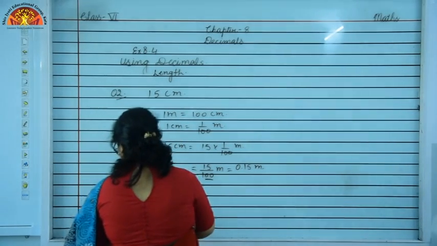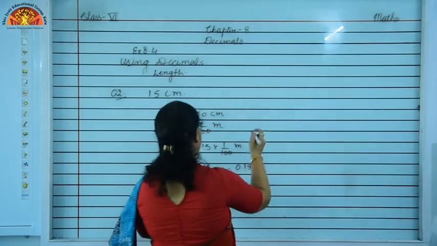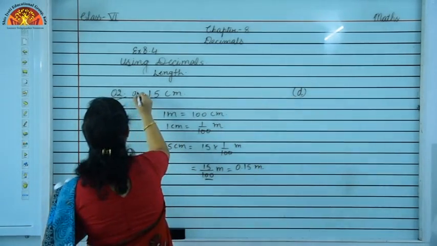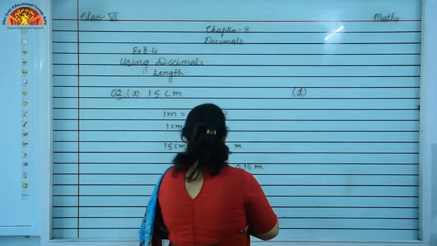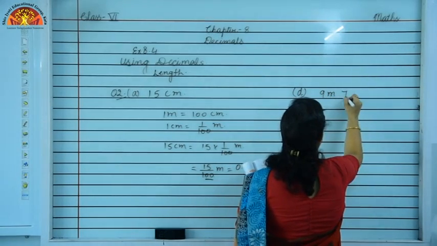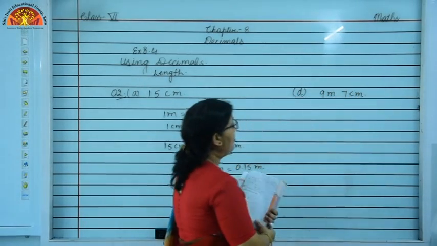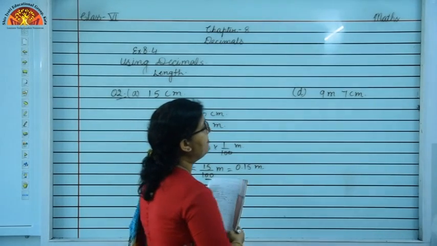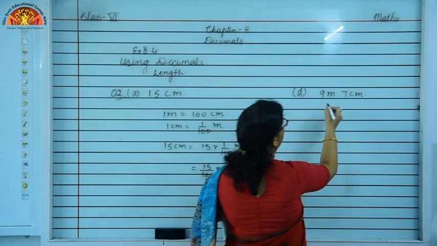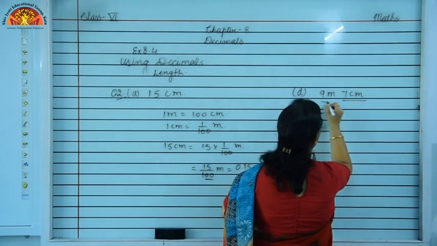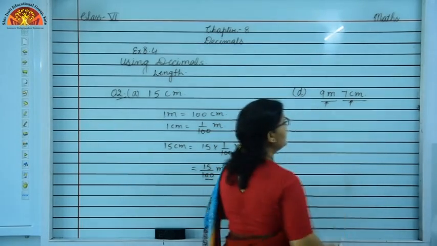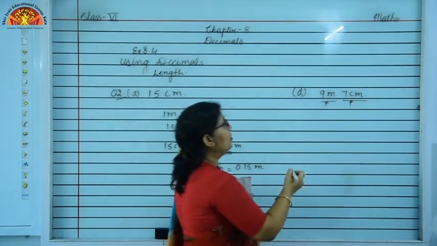Now next question is D part of this. This is the A part. D part is 9 meter 7 centimeter. Now we want to convert into meters using decimals. So how do we convert this? This is the centimeter and this is the meter. So no need to convert the meter, but this 7 centimeter we want to convert into meters.